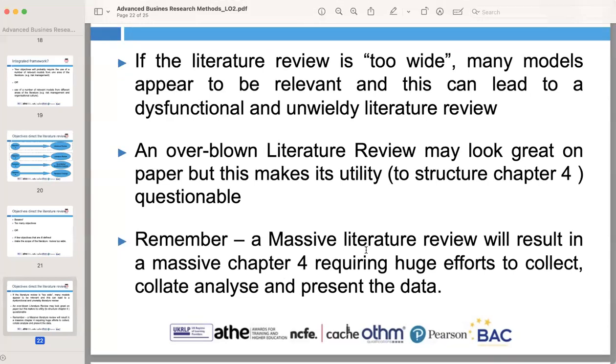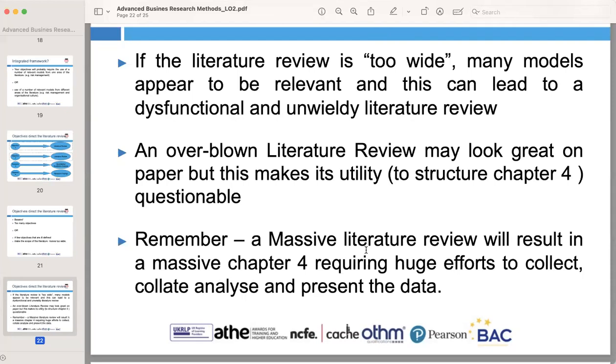So, narrowing down the focus. When conducting a literature review, we need to avoid being too broad in our approach. A literature review that encompasses a wide range of models and theories can become overwhelming and result in a dysfunctional and unwieldy review.